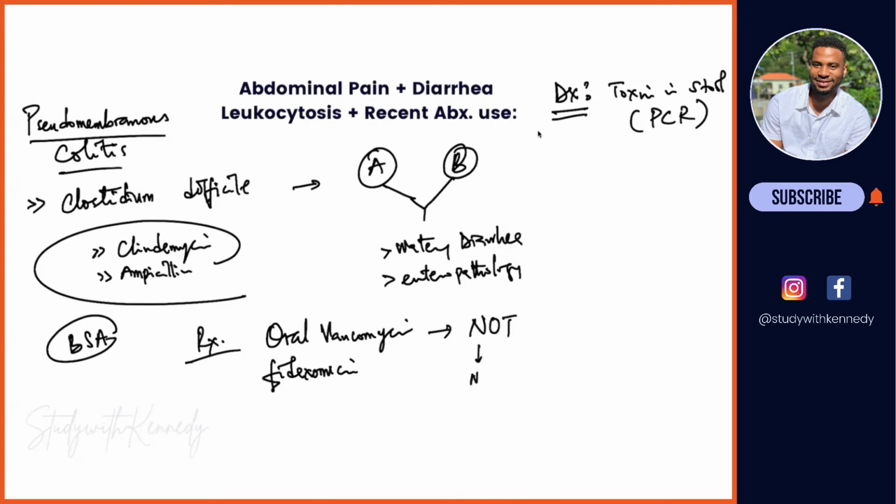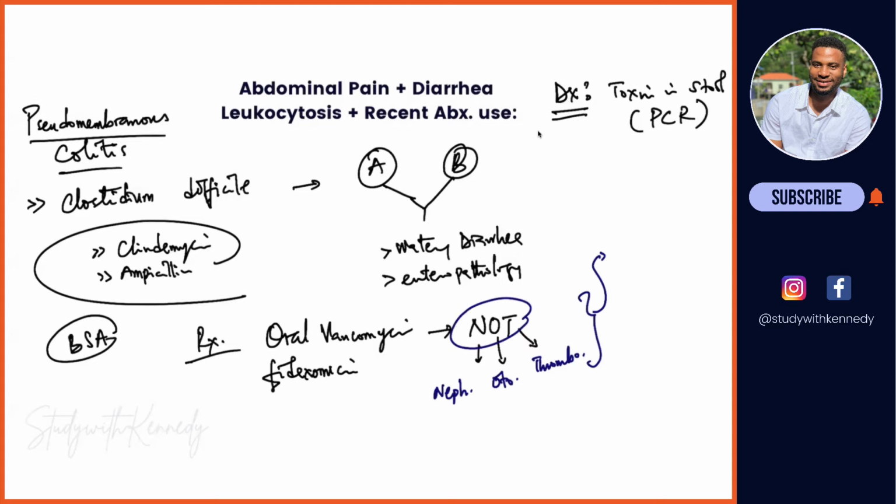Nephrotoxicity, ototoxicity, thrombophlebitis. If you're thinking vancomycin is going to cause nephrotoxicity, ototoxicity, and thrombophlebitis, then you're going to be asking yourself, do you remember any other medication that also causes nephrotoxicity, ototoxicity, and thrombophlebitis?